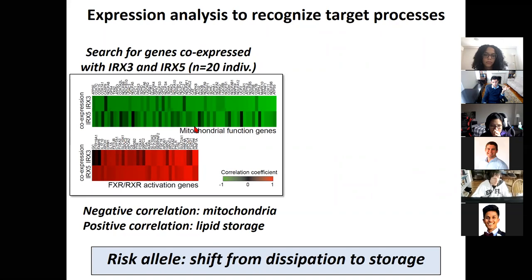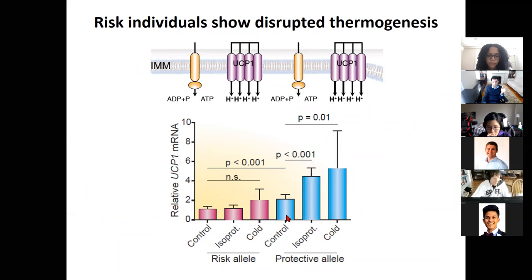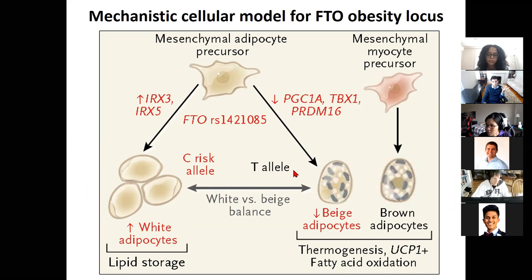And that's where the cellular phenotypes helped us by showing that indeed the risk-carrying individuals have fewer mitochondria, suggesting that perhaps they're not able to undergo thermogenesis, and they have bigger adipocytes, suggesting that they're accumulating lipids. And indeed, carrying out these experiments specifically between risk and protective alleles in stimulated conditions or not, show this dramatic difference in mitochondrial thermogenesis, where the risk individuals were unable to thermogenize, whereas the control individuals were able to thermogenize. So that gave us this supposition that perhaps this C2T alteration caused a shift between white adipocytes and beige adipocytes during the first 3 days of differentiation, leading to this shift from energy burning to energy storing.